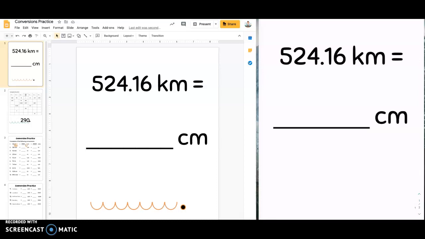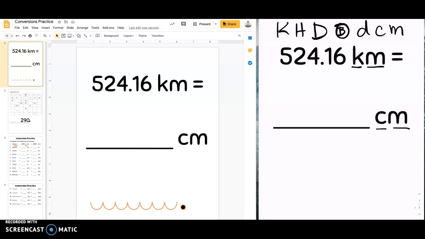So the first thing I'm going to do is look at my prefix and my base unit of the number that I'm starting with. And I'm going to look at my prefix and my base unit of the number I'm trying to get to. So when I think back to all of our prefixes, I know we start with kilo, hecto, deca, and then we have our base unit. And then we go with deci, centi, milli, right? So we have our little unit. I write that on the top of my page every time I'm going to be doing some conversions.